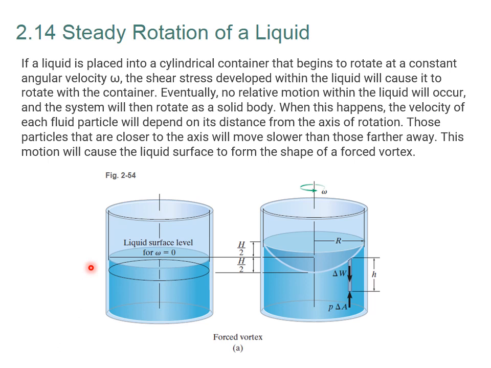Now, the last section of this chapter talks about the steady rotation of a liquid. Let's put a liquid in a cylindrical container and say it rotates at a constant angular velocity omega. What happens is the level of the liquid is going to change. It's going to establish a parabolic kind of shape where it rises a certain height here and falls a certain height in the center.